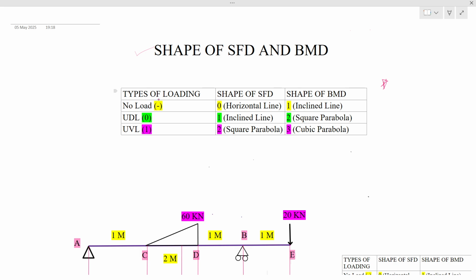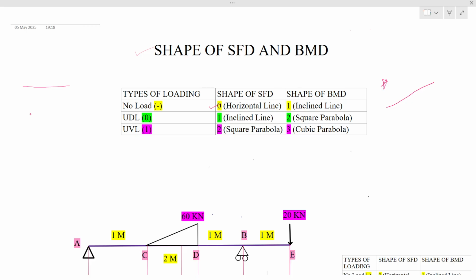Whenever there is no load, the shape of SFD will be a 0 degree line. The 0 degree line will be a horizontal line. And the shape of BMD will be a 1 degree line. A 1 degree line is an inclined line. Second case is UDL.